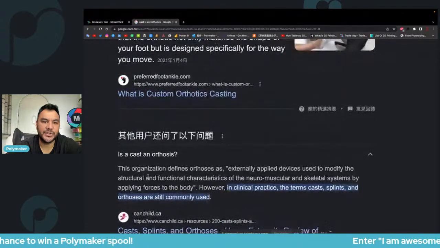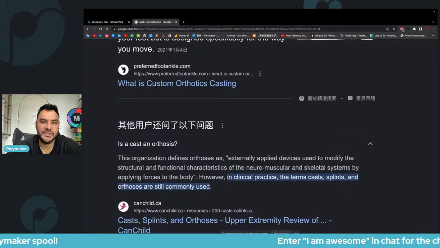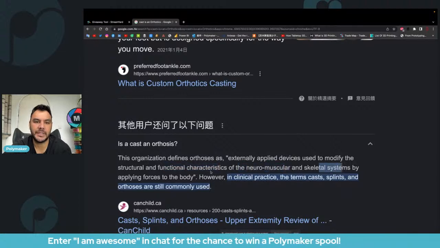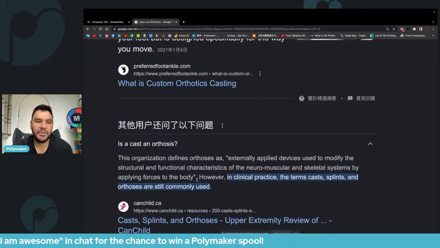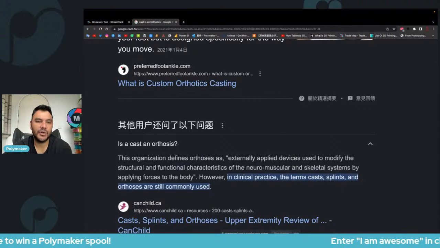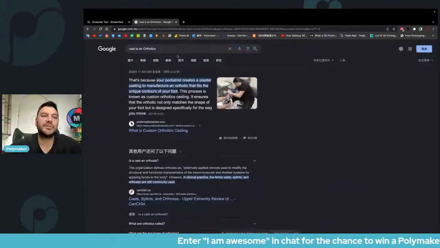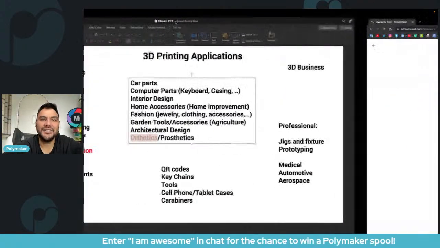Is cast an orthotic? This organization defined orthotic as an externally applied device used to modify the structural or functional characteristics of the body, applying force to the body. However, in clinical practice, the terms cast, splint, and orthotic are still commonly used. Yeah, so I think let's just put it in the same group.